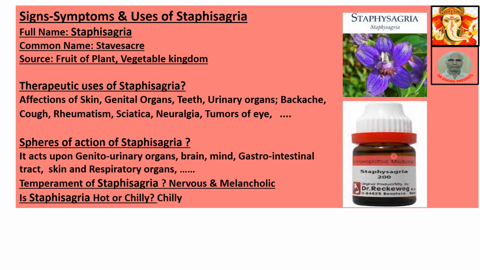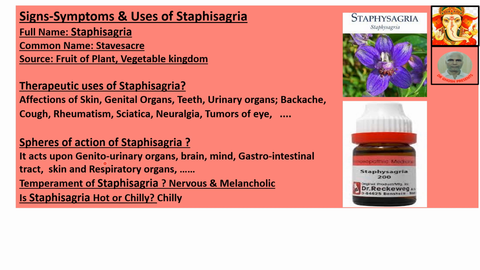This is Staphisagria, one of 200 homeopathic medicines. Therapeutic uses of Staphisagria: affections of skin, genital organs, teeth, urinary organs, backache, cough, rheumatism, sciatica, neuralgia, tumors of eyes. Mind it, affection of genital organs means there is affection of genital organs. Teeth means affection of teeth. Urinary symptoms, same, affections.